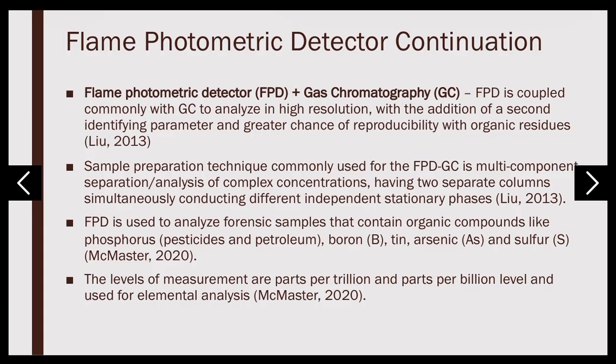The sample preparation technique commonly used for FPD-GC is multi-component separation analysis of complex concentrations, having two separate columns simultaneously conducting different independent stationary phases. FPD is used to analyze forensic samples that contain organic compounds like phosphorus, boron, tin, arsenic, and sulfur. The levels of measurement are parts per trillion and parts per billion, and it is used for elemental analysis.